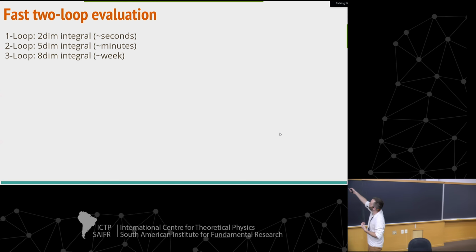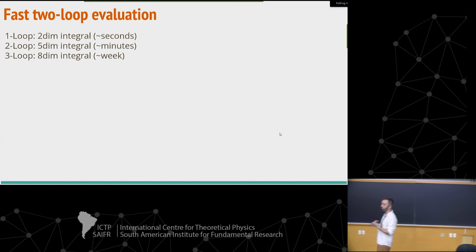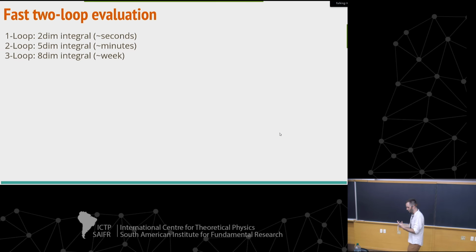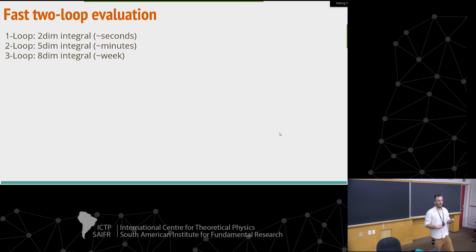So the two-loop contribution you have is a five-dimensional integral, which you have to solve numerically, right? And this takes order minutes. So if you want to sample cosmology, if you want to change cosmological parameters and recompute these things, this becomes quite expensive. And recomputing these things over and over is super expensive.